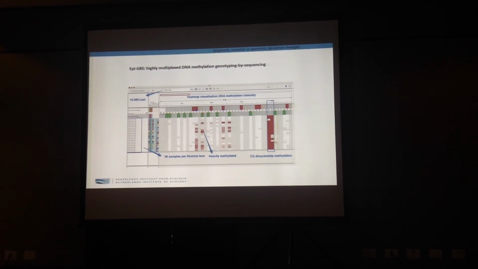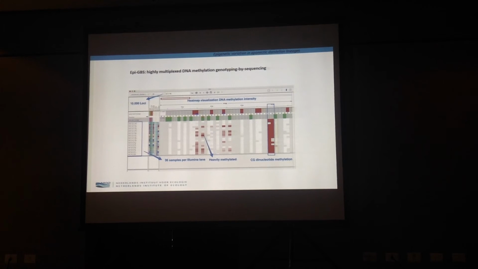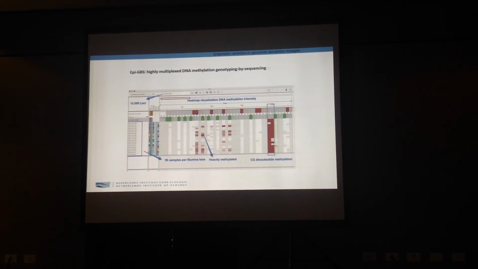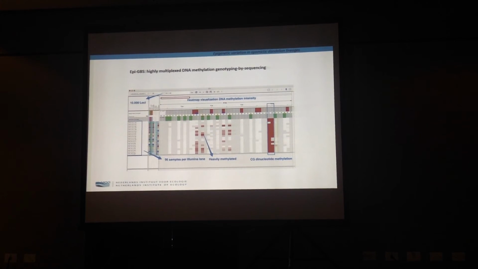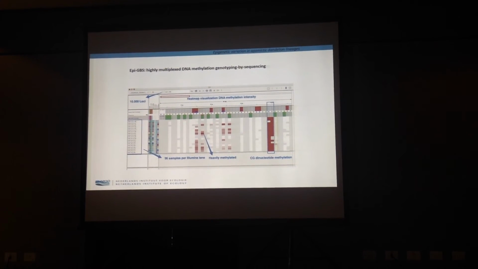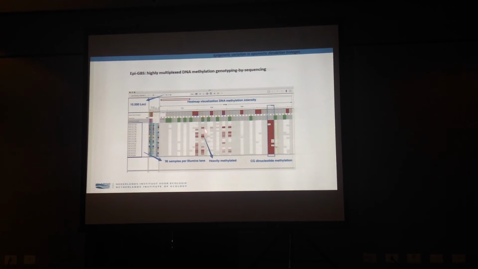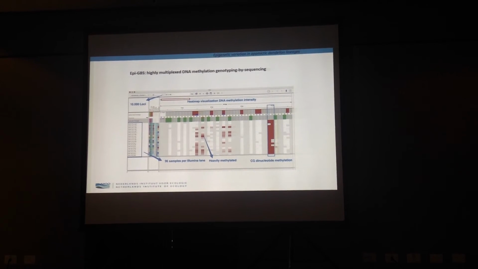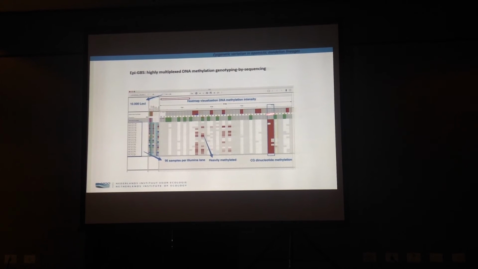It's a bit more complicated. I'm not going into all the technical details, but basically we're able to do this highly multiplex DNA methylation genotyping by sequencing for up to 10,000 loci, and the output of our pipeline generates this sort of heat map in which you see methylated nucleotides, you see CG dinucleotides, and you get the sequence that it was derived from.